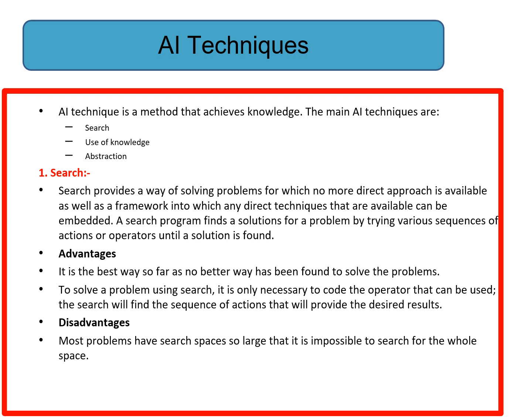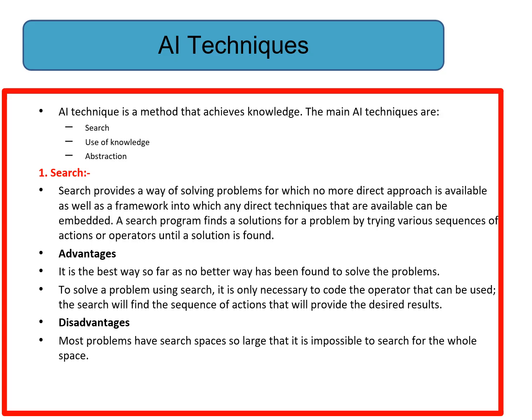Welcome all. Today we are going to see the topics: AI techniques, AI model, and problem solving techniques. First we'll be seeing about AI techniques. In artificial intelligence, the methods are used to make computers solve problems, reason, learn and make decisions in a similar way to humans. The three most important AI techniques are, first, search, use of knowledge, and abstraction.